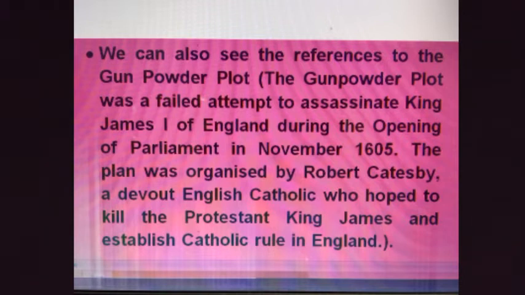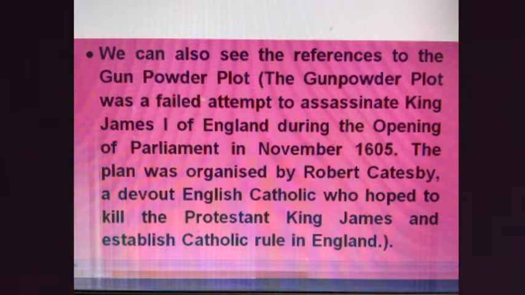Now let's see what the Gunpowder Plot was. The Gunpowder Plot was a failed attempt to assassinate King James I of England during the opening of Parliament in November 1605. So the Gunpowder Plot was an assassination attempt on King James I. The plan was organized by Robert Catesby, a devout English Catholic who hoped to kill the Protestant King James and establish Catholic rule in England.